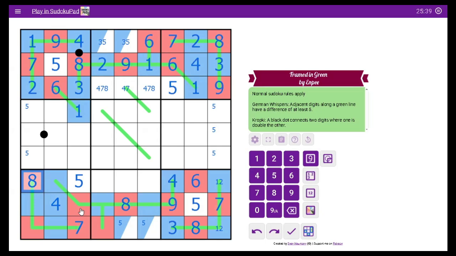Now this is a 6 because it's not 7, 8, or 9, which must accompany double ones, which looks a little scary, but it is fine. That's a 2, that's a 1. This is now a 3, that's a 2. 2 must go there, which is fine by Sudoku and by German Whisper.